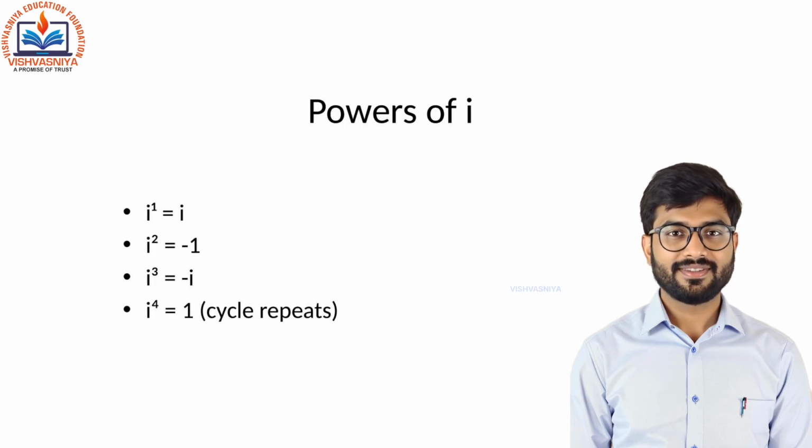Powers of i. The powers of i repeat in a cycle of 4. i to the power 1 equals i, i squared equals minus 1, i cubed equals minus i, i to the power 4 equals 1.